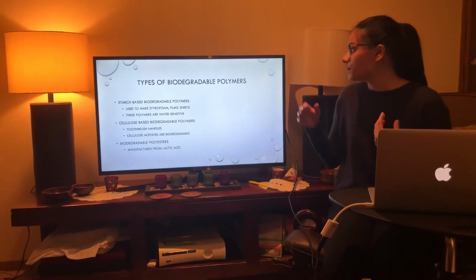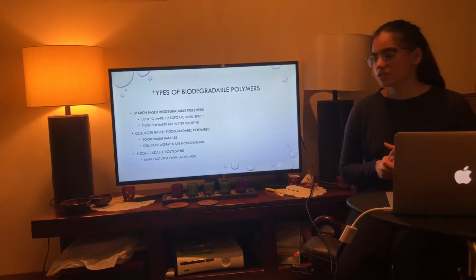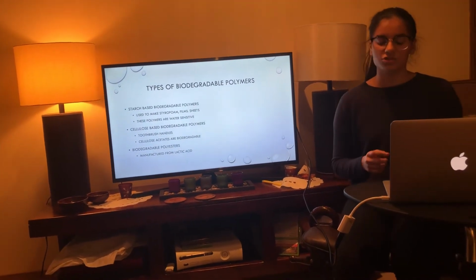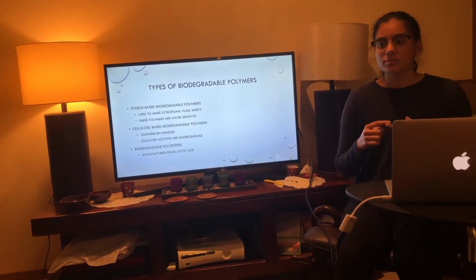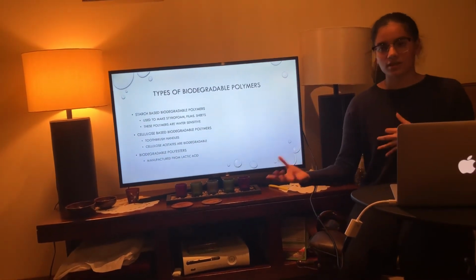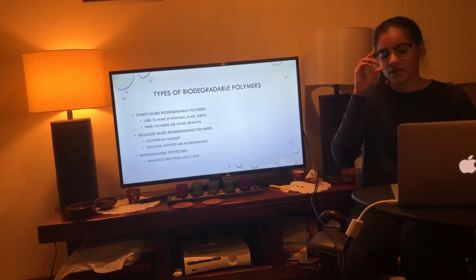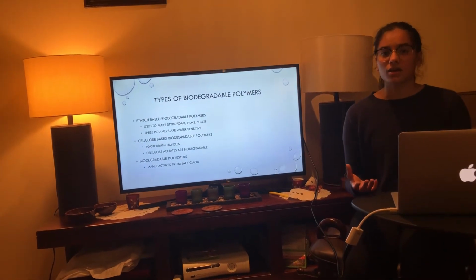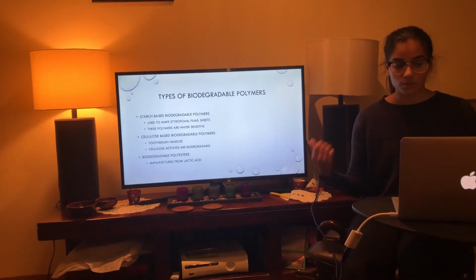There have been a bunch of biodegradable polymers that have been produced, such as starch-based biodegradable polymers. These are used to make sheets, films, and styrofoam, and they're really renewable, they're inexpensive, and you can just get them straight from corn. And they're water sensitive, so they undergo chemical hydrolysis, which is what we want.